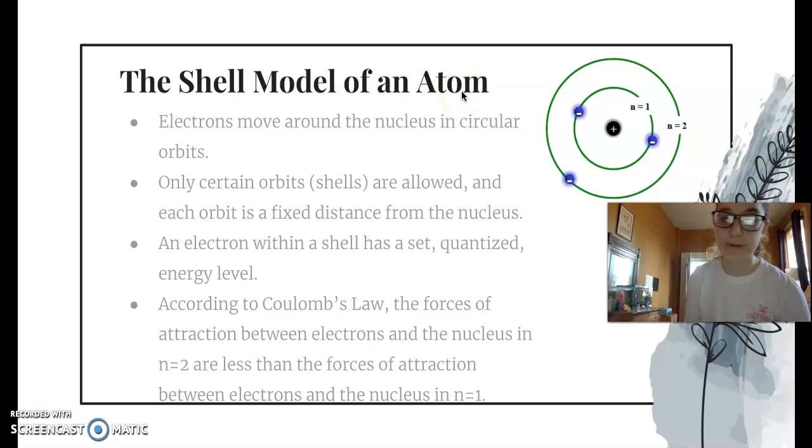According to Coulomb's law, the forces of attraction between electrons and the nucleus in n equals 2 are less than the forces of attraction between electrons and the nucleus in n equals 1. The reason for that is that the distance is greater. So relative charges are the same, but since distance increases, the force of attraction is less.